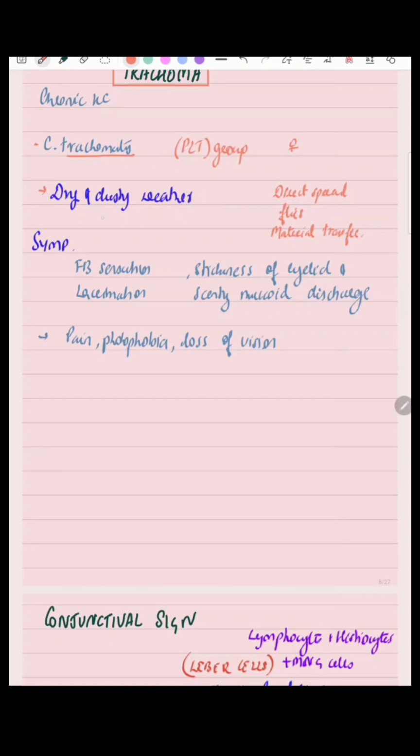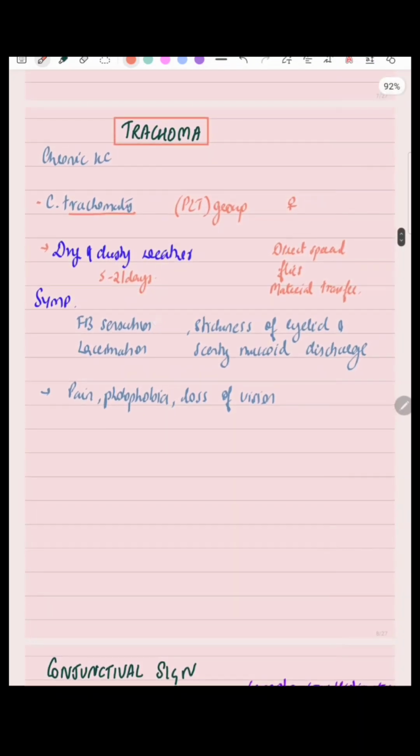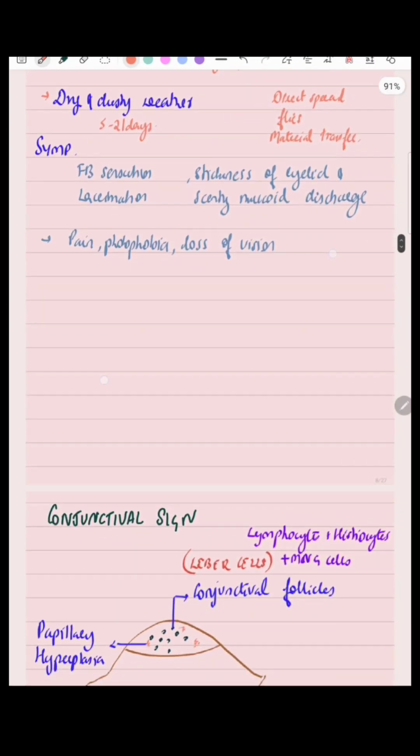Symptoms: the incubation period is approximately 5 to 21 days, approximately 3 weeks. Trachoma dubium is the early stage. In the early stages, trachoma is indistinguishable from bacterial conjunctivitis, which is known as trachoma dubium.